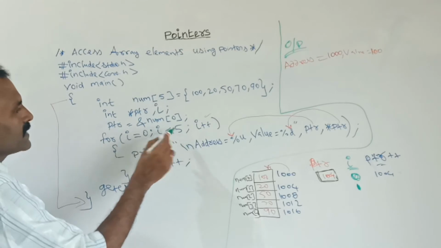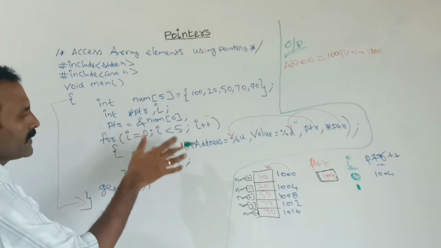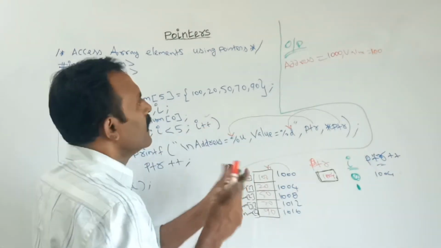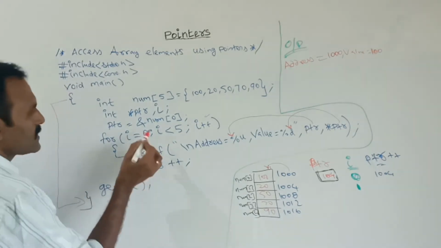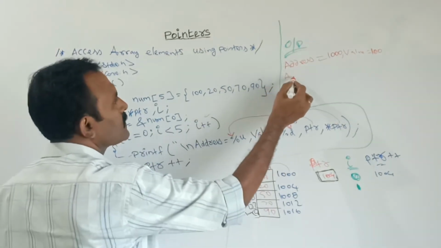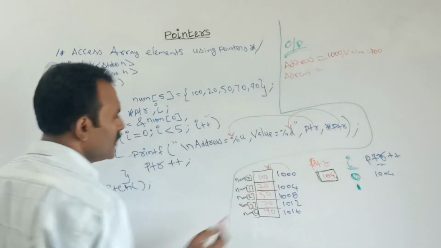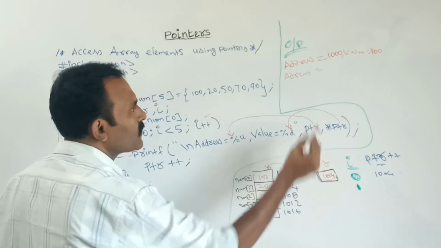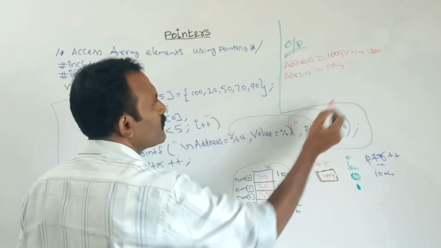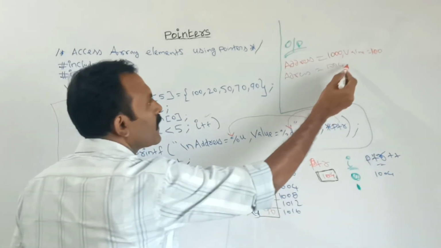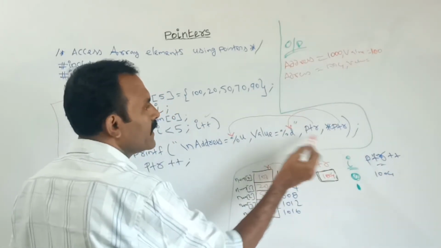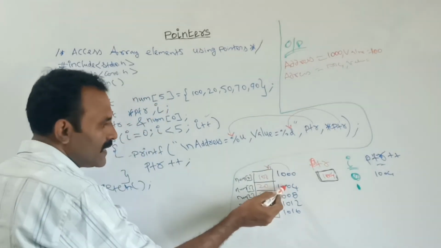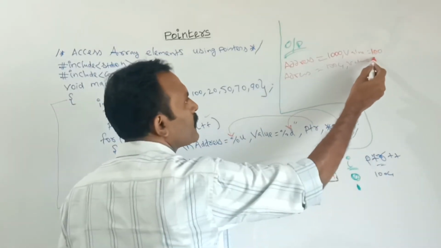It will check the condition. 1 is lesser than 5, condition true. Again these two statements inside will execute. The first statement prints address is equal to, then \n, that means next line, it will print address is equal to, the current PTR value, which is 1004. So 1004 it will print. Next, comma, value is equal to star PTR, that is the value at address 1004. What is the value at 1004? 20. So it prints 20.